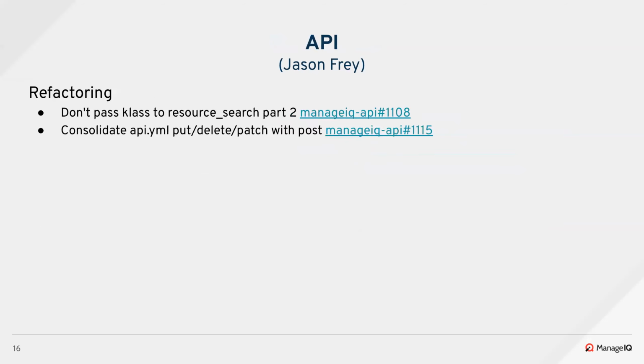Next slide. On the API side, Keenan's been working on a lot of refactorings. Don't pass class to resource search. This was done last sprint, and some more applications of that were done as well. This trims up the API so that people creating new APIs don't have as much to think about. And similarly, on the API YAML, which is our main driver for the whole API, there was a lot of duplication between put, delete, patch, and post, when mostly they're all the same, we're actually using the same information. So he consolidated a lot of that. So you only have to describe the post and the rest will work automatically.